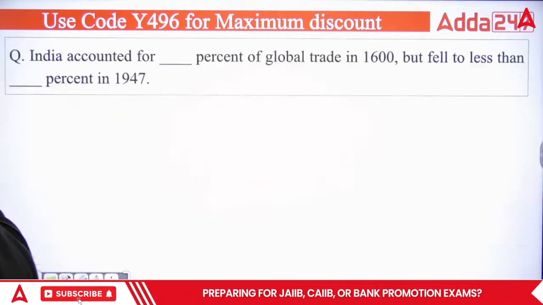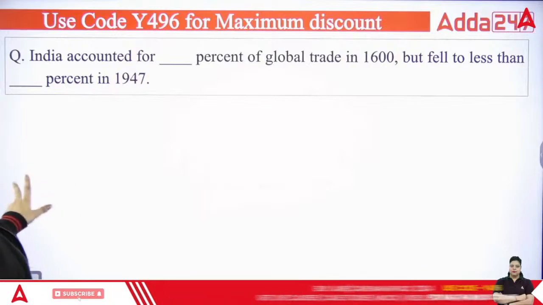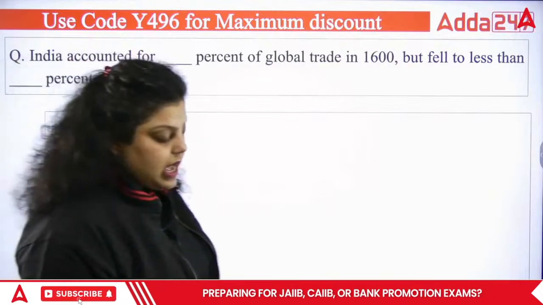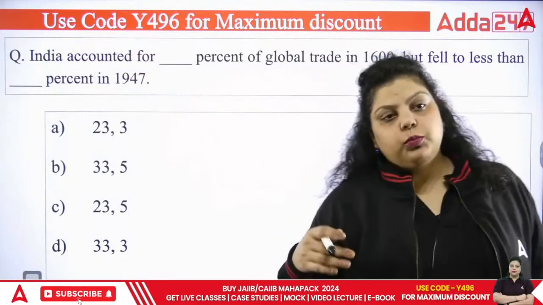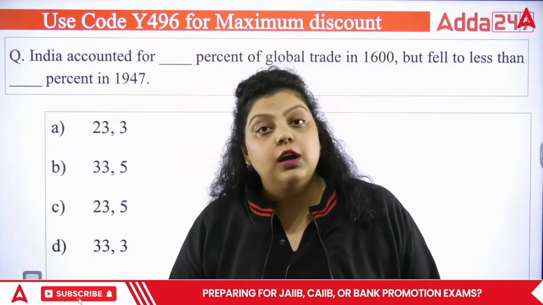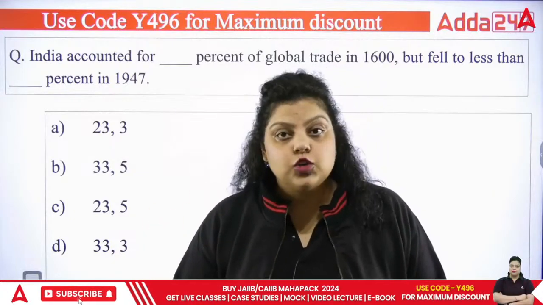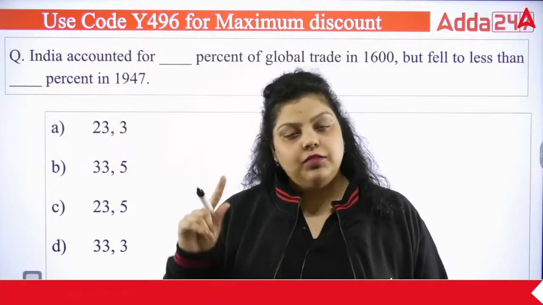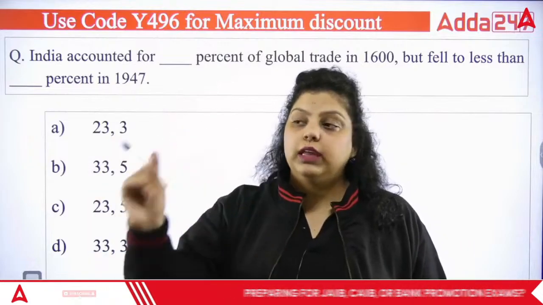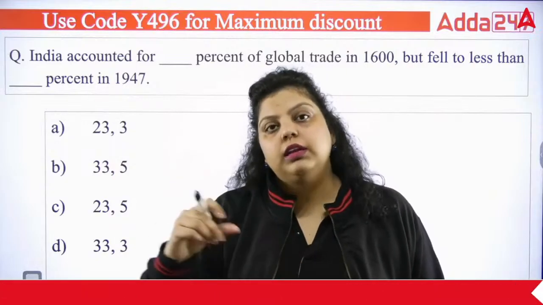Now next. India accounted for dash percentage of global trade in 1600 but fell to less than dash percent in 1947. So we know Britishers used to be there. Britishers were ruling us, and they were somehow exploiting the laborers. They were exploiting laborers, our raw material, and our financial resources as well. So they have done industrialization in the country. In India, they have created infrastructure for railways, but not because they wanted India to grow or develop, but because they wanted to take raw material from India abroad.